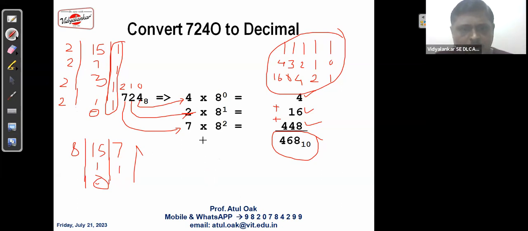Anyway, let's go for one more question. Again, let me check who gives the quick answer. My question is, you have to convert octal, the value of octal is 20, O for octal, to decimal. I want quick answers. 20 octal in decimal.